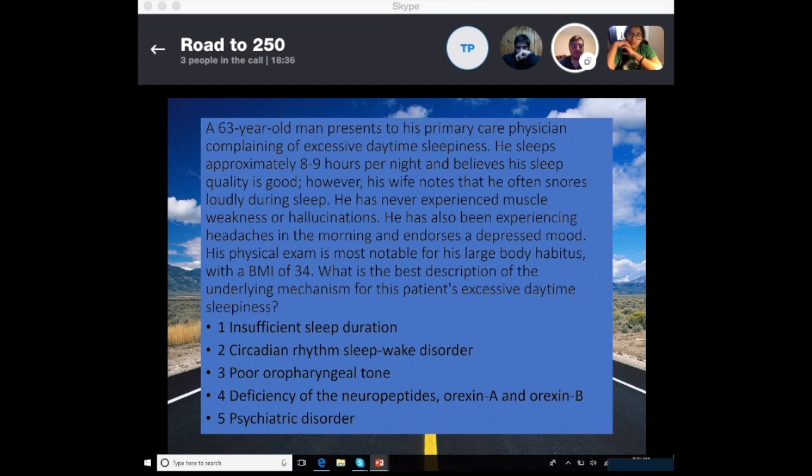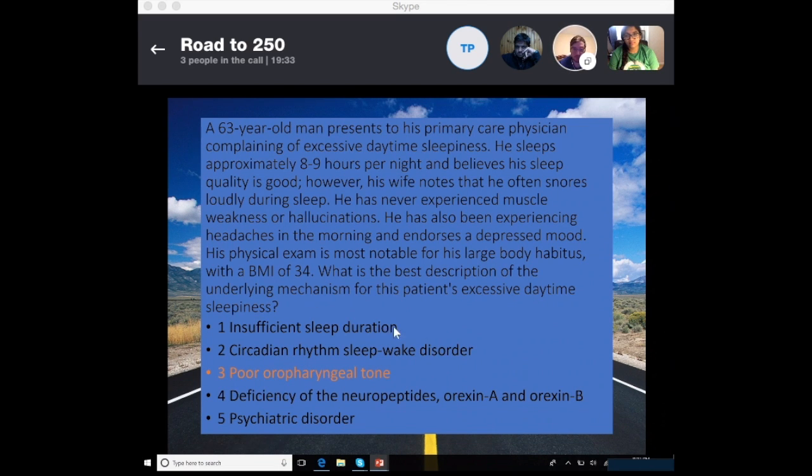We've got insufficient sleep duration, circadian rhythm sleep-wake disorder, poor oropharyngeal tone, deficiency of the neuropeptides orexin A and orexin B, and psychiatric disorder. I want to say 3. Right, because insufficient sleep duration isn't it, we're talking sleep apnea. He's overweight, and his wife says that he often snores loudly during sleep. He sleeps a normal duration. He thinks his sleep quality is good, but he has headaches in the morning, which is classic for sleep apnea, and he has a depressed mood, which can also translate to sleepiness during the day.